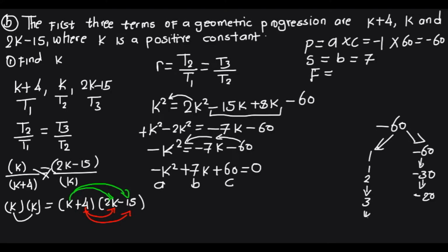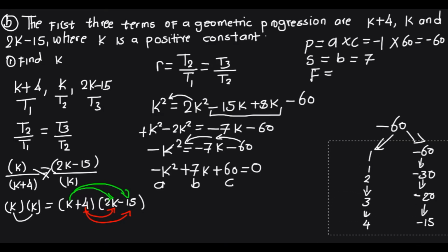So let's try, what else? 4. 4 times negative 15 is negative 60. So 4 plus negative 15, we are unable to get 7. So let's try, what else can we try? Let's try 5. So 60 divided by 5 is 12. Here, I'm sure 5 will work.